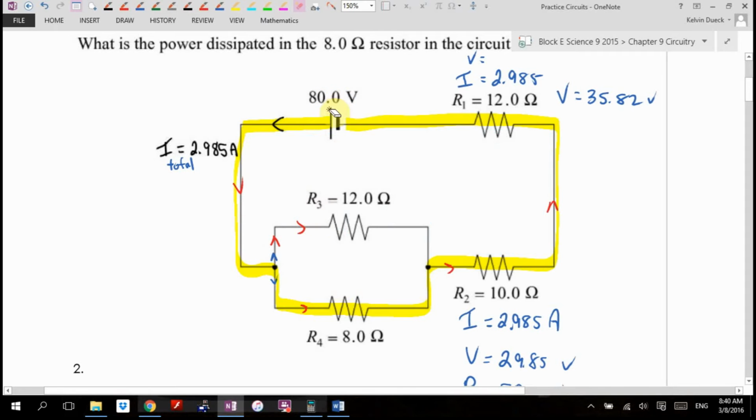How many volts here? How many volts do I lose going through this one? I don't know. How many volts do I lose going through this one?